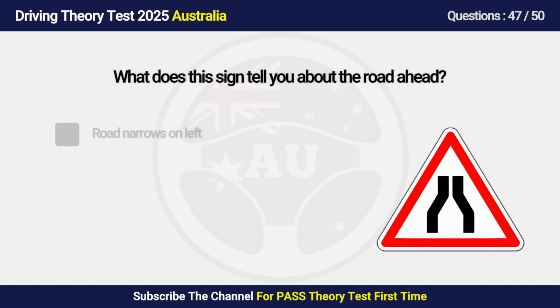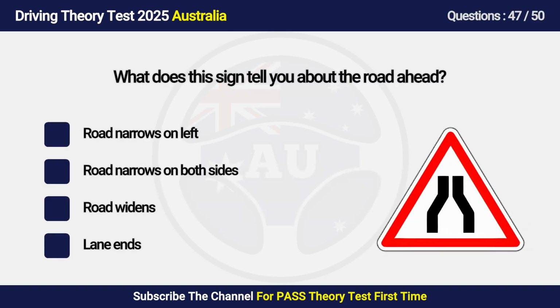Question 47. What does this sign tell you about the road ahead? A. Road narrows on left. B. Road narrows on both sides. C. Road widens. D. Lane ends.